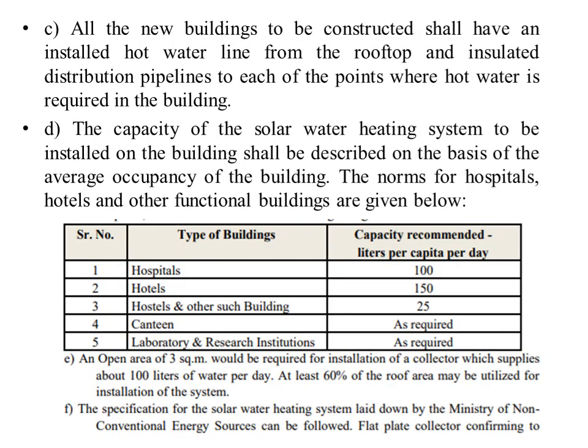Then all the new buildings to be constructed shall have an installed hot water line from rooftop and insulated distribution pipelines to reach the points where hot water is required in the building. The capacity of solar water heating system to be installed on the building shall be restricted or decided on the basis of average occupancy of the building. The norms for hospitals, hotels, and other functional buildings are given below.